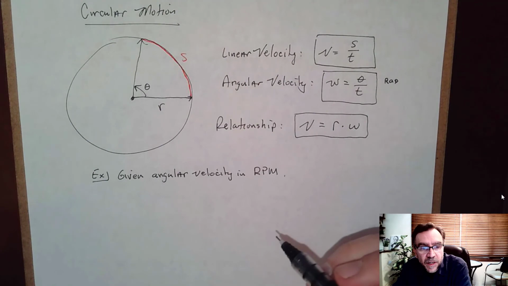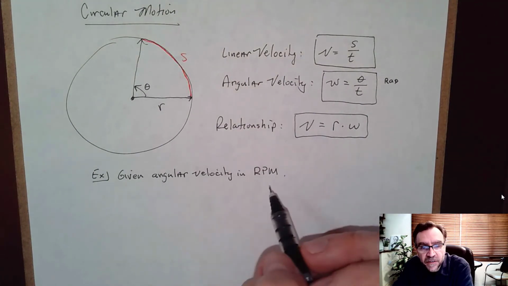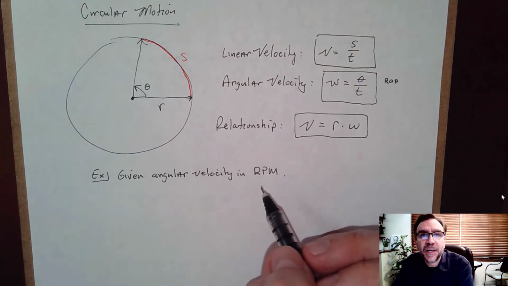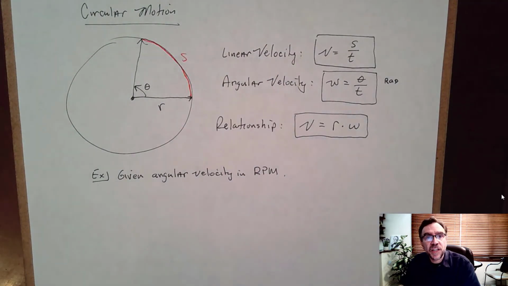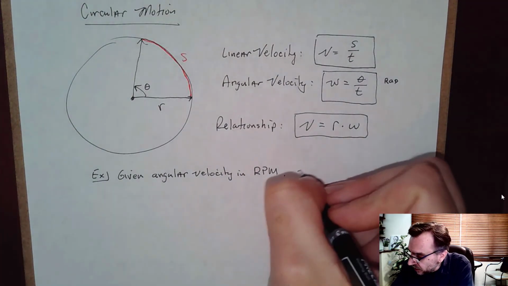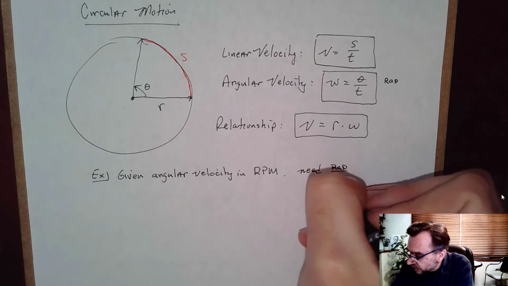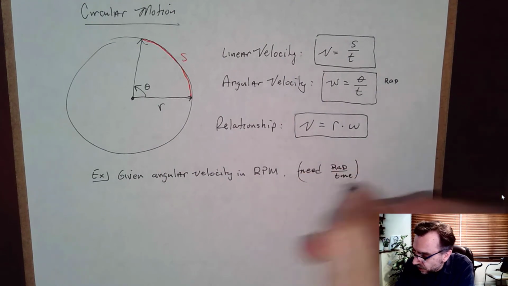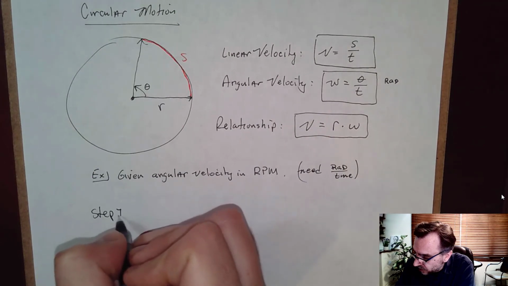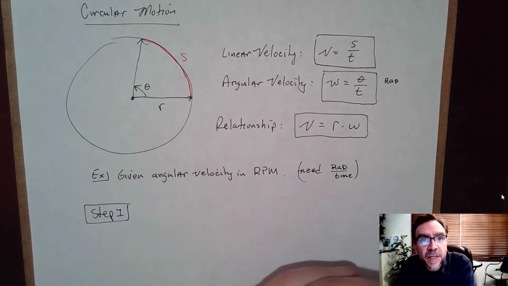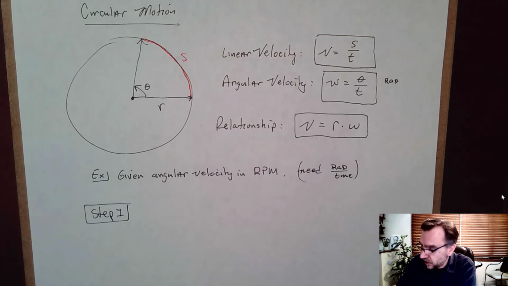Okay, now another thing I wanted to point out is often they give you the angular velocity in RPM. RPM stands for rotations per minute. And for these formulas to work, we need radians per time. So step one is pretty much always going to be convert your RPM to radians per minute.